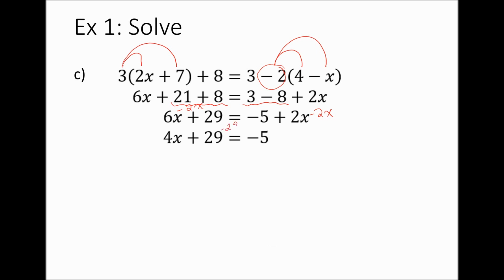Back to the problems we were looking at earlier in the week. Subtracting 29 from both sides, we get 4x is negative 34. Dividing both sides by 4, we get that x is negative 34 on 4, but of course, always reduce your fractions. So that's the concept of solving with pronumerals on both sides.